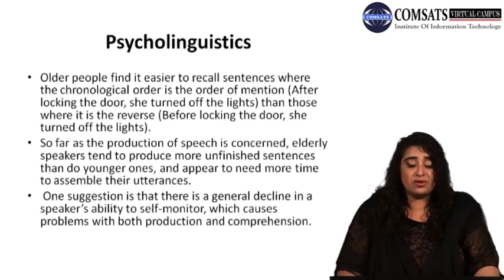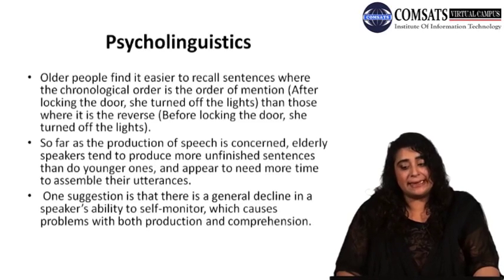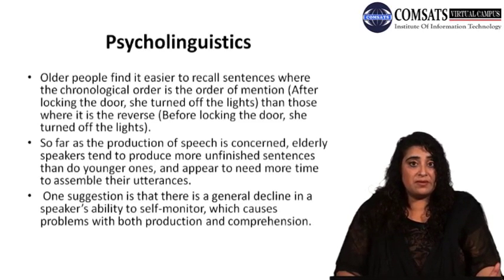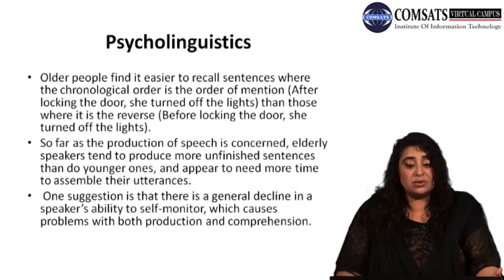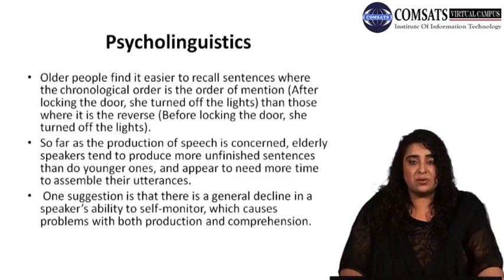So one suggestion is that there is a general decline in a speaker's ability to self-monitor. Sometimes you can say that there may be a general decline, which causes problems with production and with understanding, the comprehension. So we can consider that as a general decline, that they are having difficulty producing the language, understanding the language, or making people understand what they want to say.